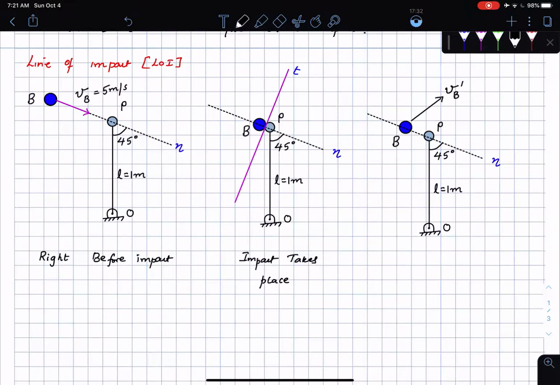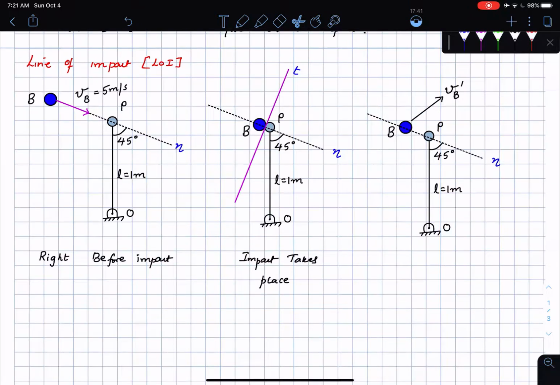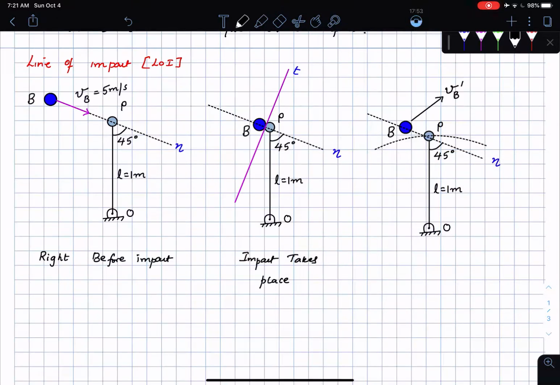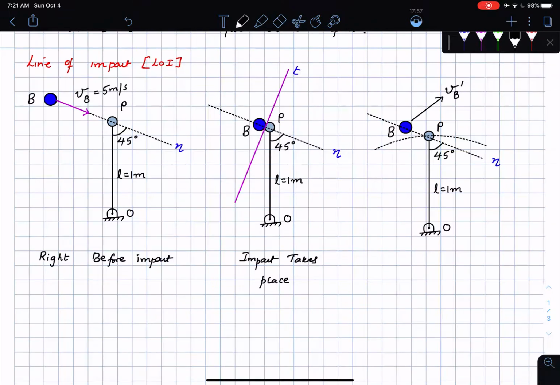And then I have the pendulum. What's the pendulum going to do? The pendulum, as you know, is going to start rotating, right? Since it has a fixed pivot here, the pendulum at that instant is going to start trying to rotate about this pivot point. So let me draw a circular arc and make it a dotted line. The pendulum is going to have a post-impact velocity which is tangential to its path right after impact. So this is going to be VP prime.